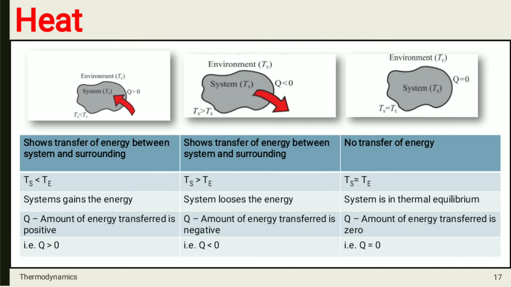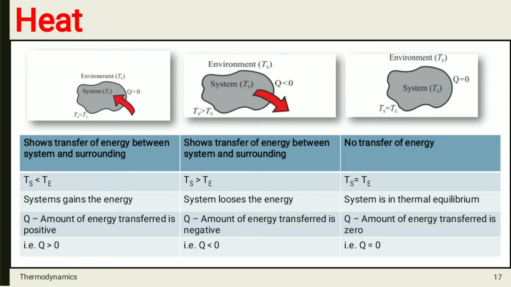In the second case, in the second figure, you can see that system is transferring its energy to the environment. It is because temperature of system is greater than the temperature of environment, that is Ts is greater than Te. In this case, system will lose its energy to the surrounding. So, amount of energy transferred from system to the environment, which is Q, we can consider it as a negative value. That is Q is less than 0.